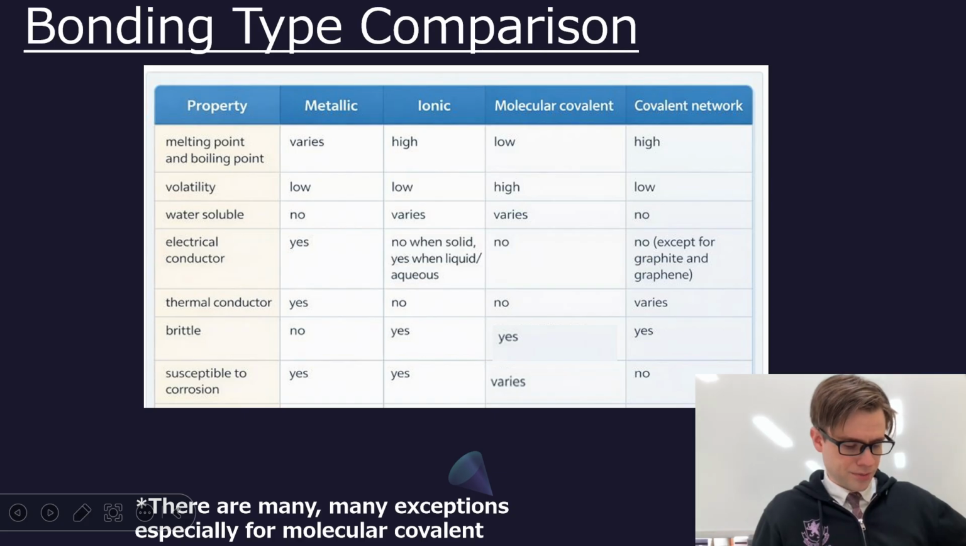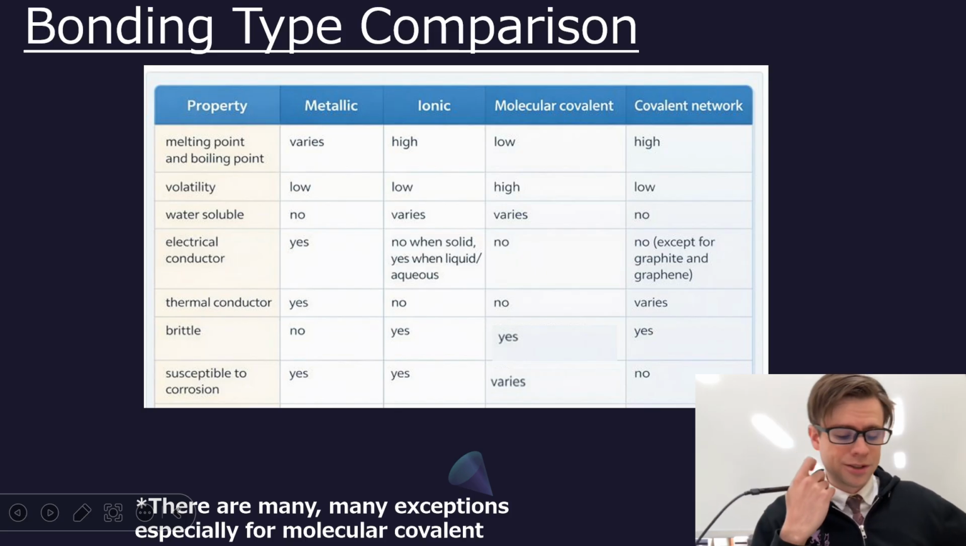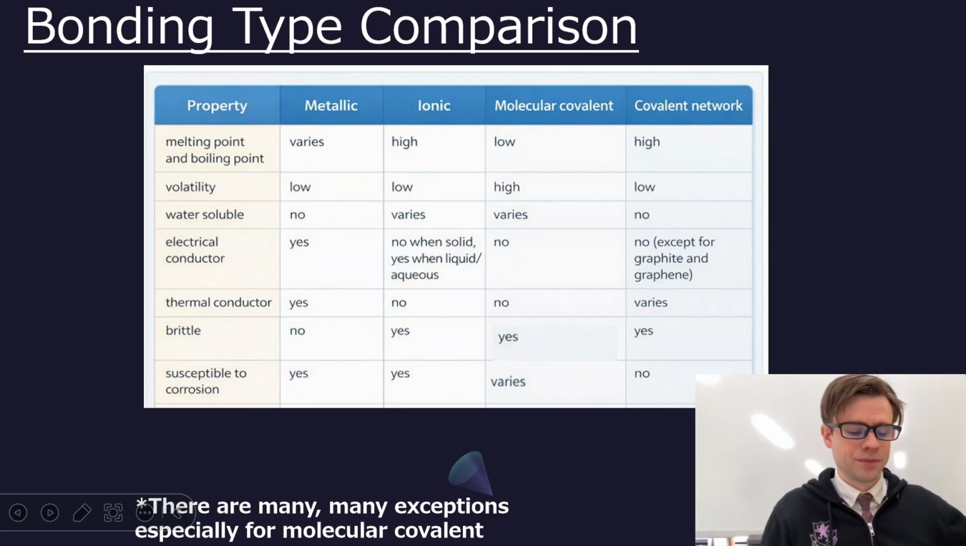Electrical conductor, metallic bonding, yes. They have the sea of delocalized electrons. Those are mobile charge carriers. Electrons can move current through the metal. Thermal conductor, yes. Again, moving electrons can collide with each other and collide with the positive lattice, transferring kinetic energy and heat very quickly.